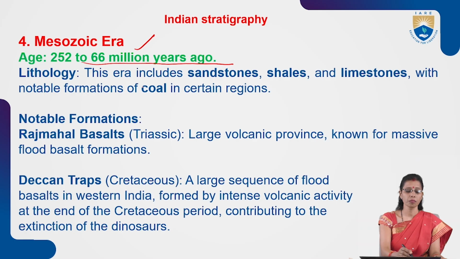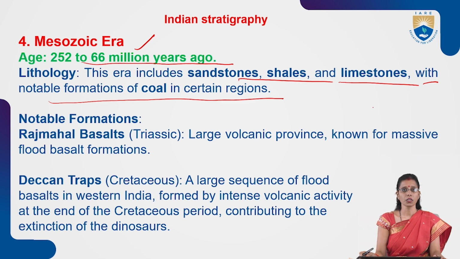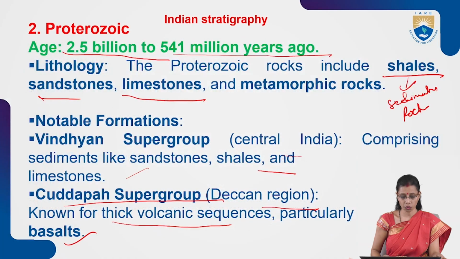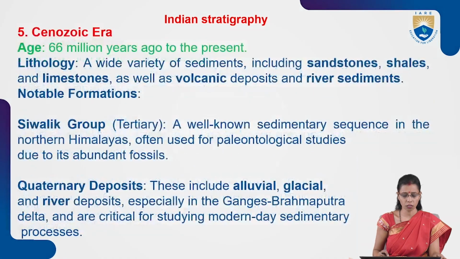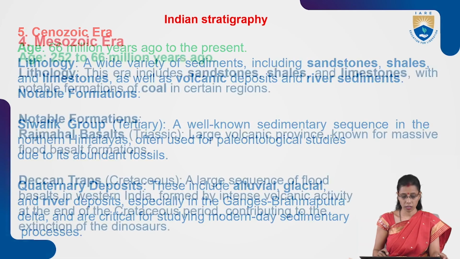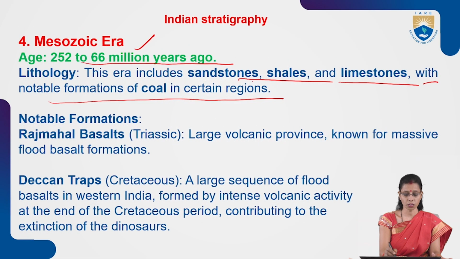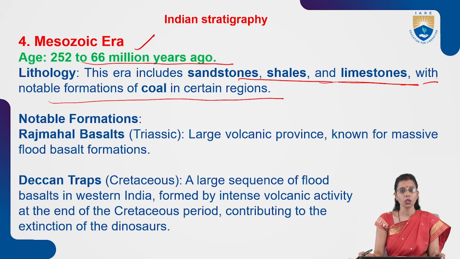So this era includes sandstone, shales, and limestone, with notable formation of coal in certain regions. If we have seen in the previous eras also, it is sandstone, shale, and limestone, mostly in all the eras. So this is the common type of rocks which is formed in each era. Same in this Mesozoic era, you can see sandstone, shales, and limestones with a notable formation of coal in certain regions.